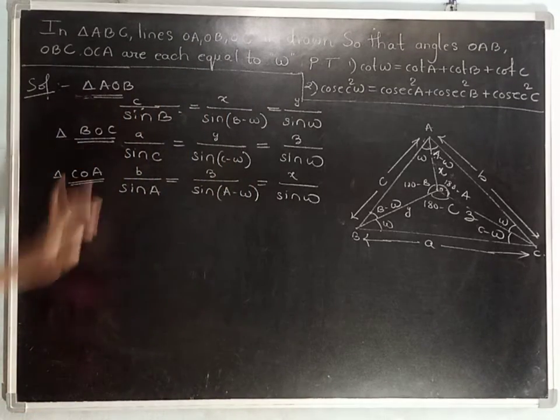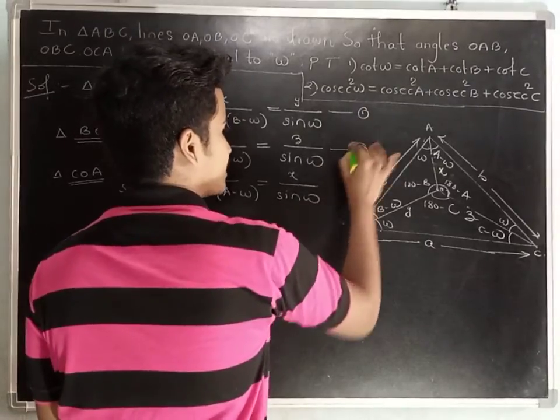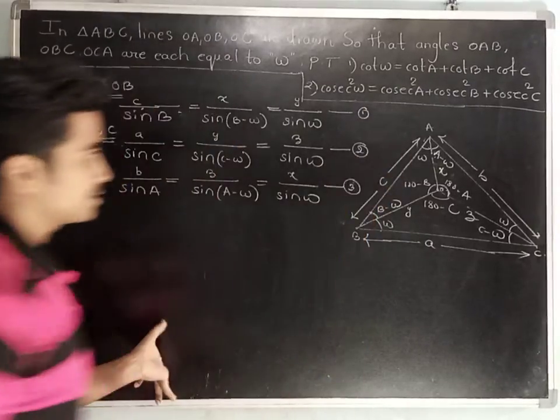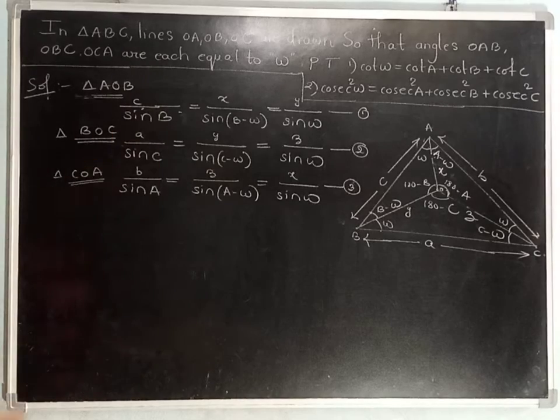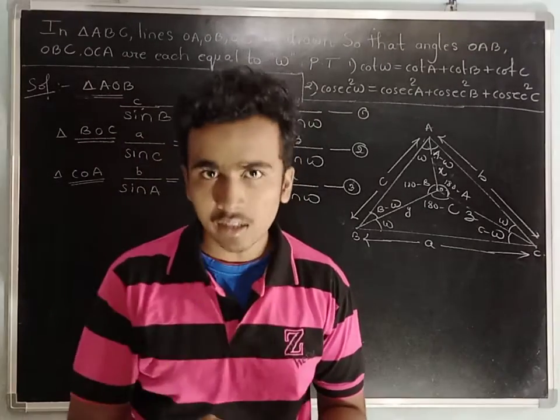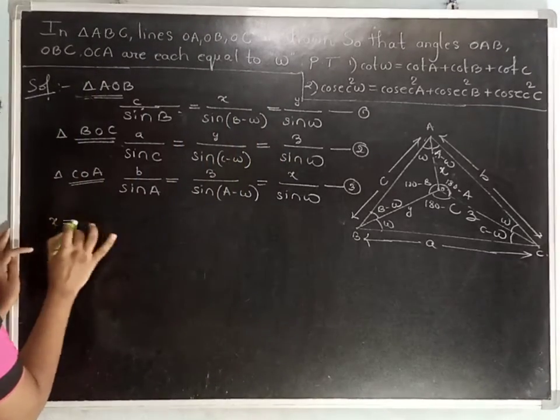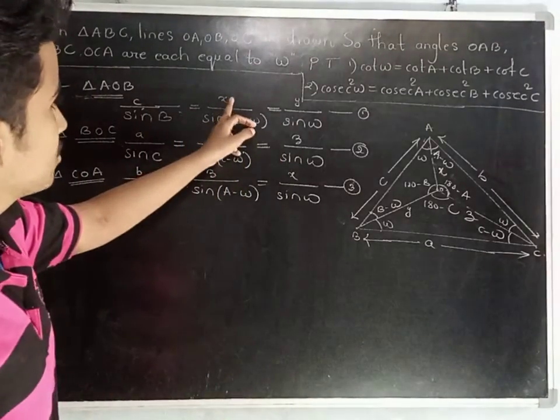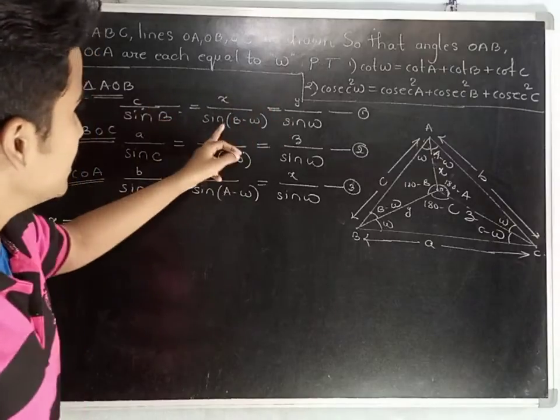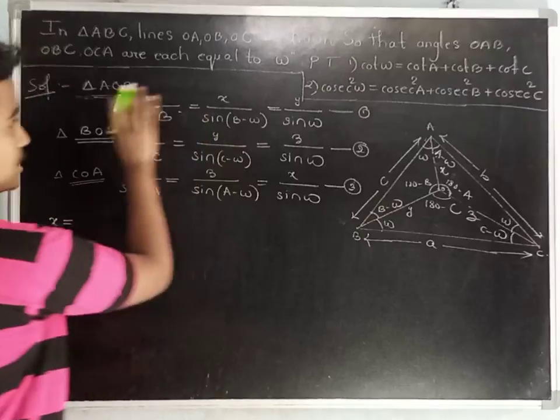Now, from these three results, first result, second result, third result, I am going to make the individual values of X, Y and Z in terms of sides and angles of a triangle. Okay. Now, X is equal to C. First of all, let me consider this equality.